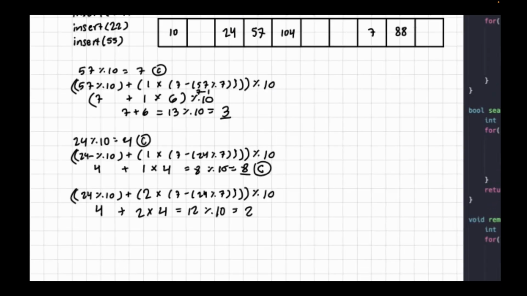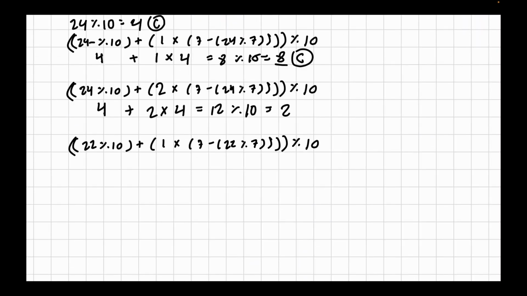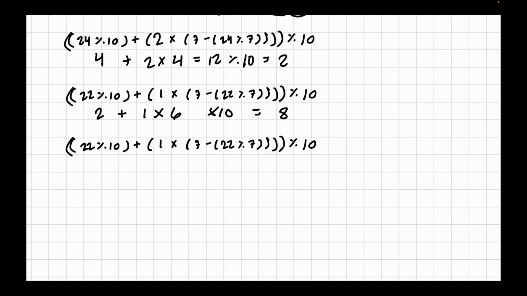And then we're going to do 22. So this is 2 plus 1 times 22 modulo 7, that's 1. 7 minus 1 is 6. Modulo 10. So 6, 7, 8, that's 8. So then again, the next iteration is 2. So this is 2 plus 2 times 6. So this is 12, 13, 14, 14 modulo 10, that is 4.